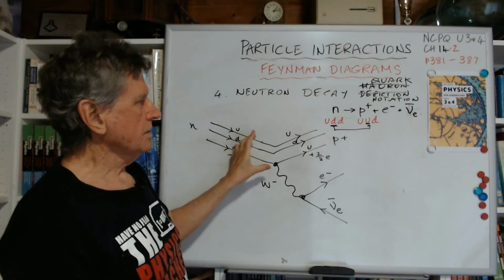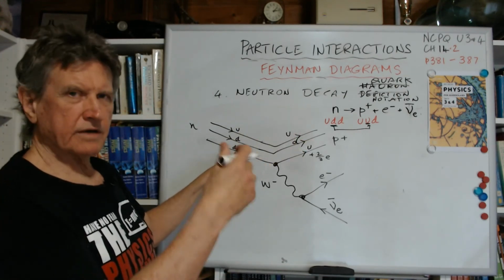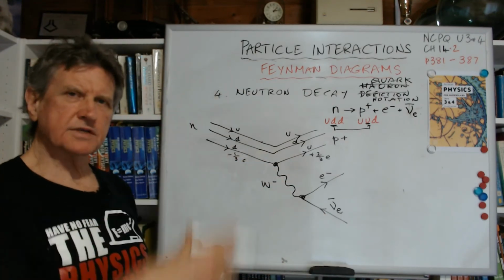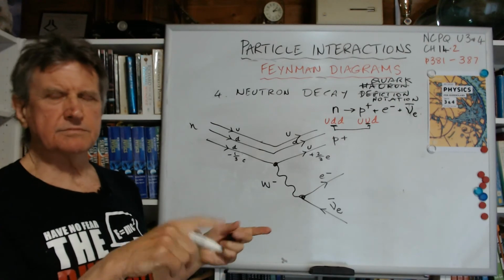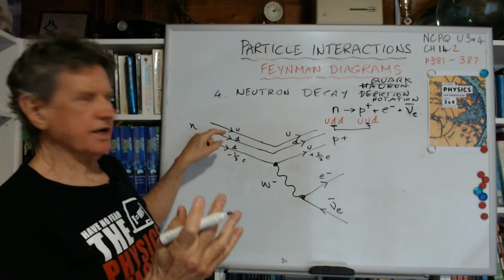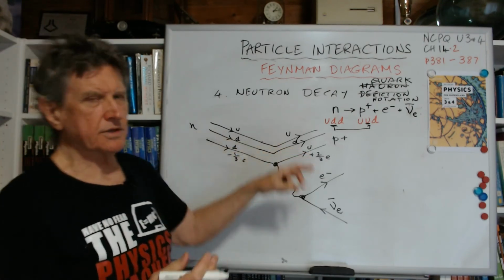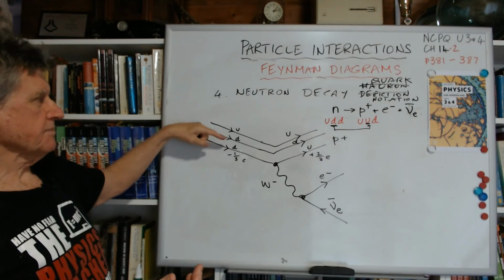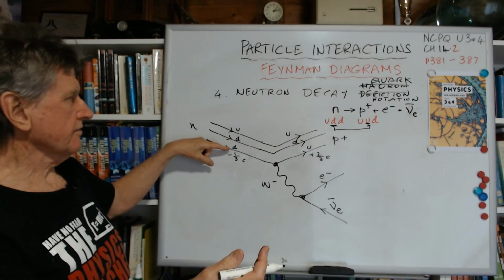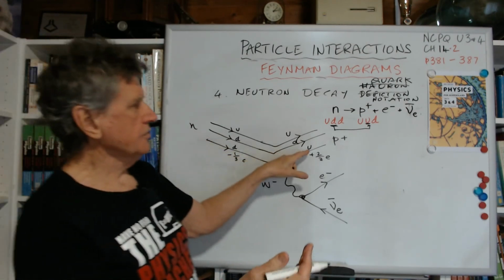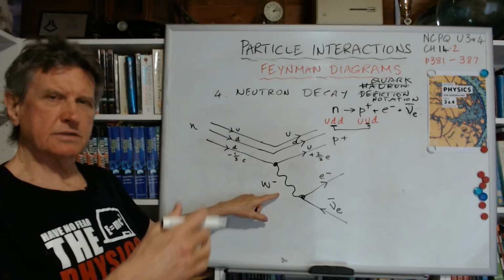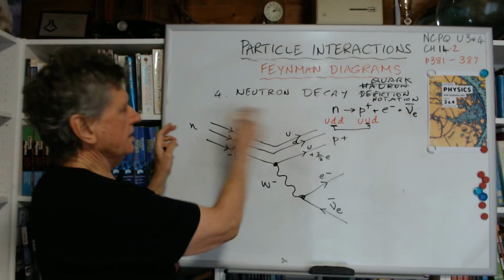Remember, the 6 flavours of quarks are up, down, charm, strange, top, bottom. So we're having a flavour change here from a down to an up. You'd say the neutron, made up of an up, down, down quark, undergoes a flavour change for one of the down quarks into an up quark, at the same time emitting a W minus gauge boson.